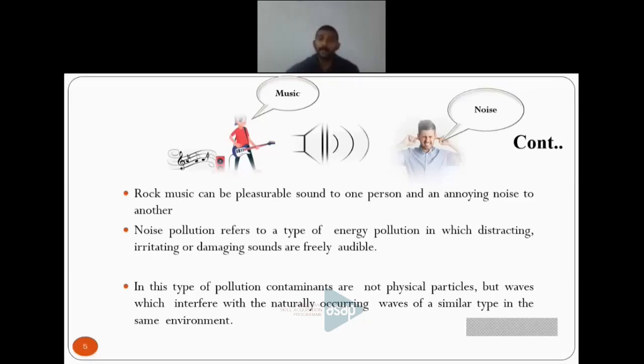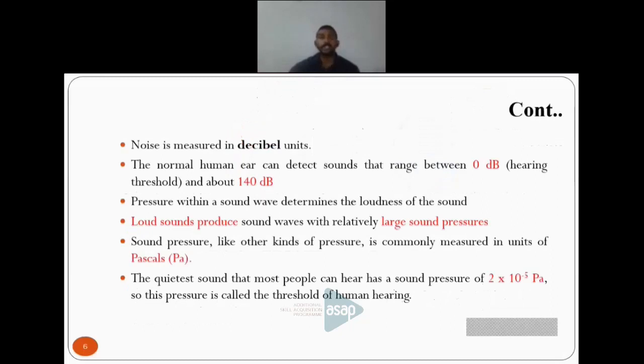Here, the waves which are interfering with the naturally occurring waves are a cause of noise pollution. Noise pollution can be measured in terms of decibel units, and the normal human ear can detect sounds that vary in range from 0 decibel to 140 decibel.